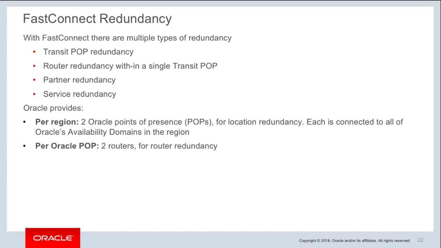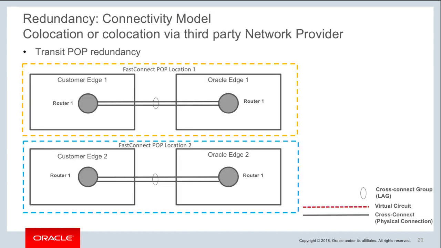Within each region, you have two POPs, so you have two transit POPs for location level redundancy. Each POP has multiple connections back to the availability domains. And within each POP, there are at least two physical routers for router level redundancy. So let's take a look at redundancy options in each connectivity model.